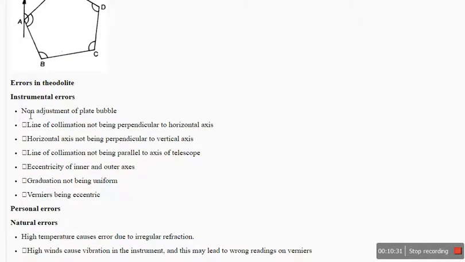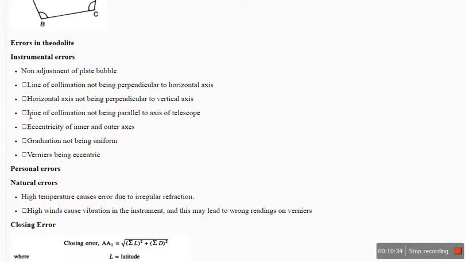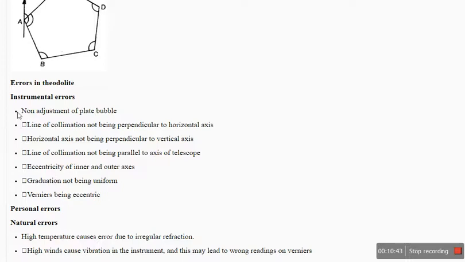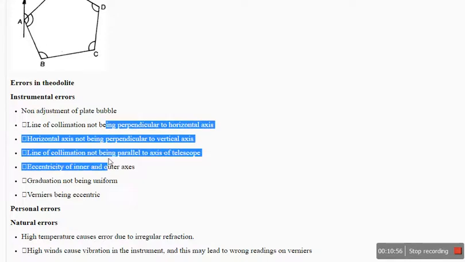The errors in the theodolite can be categorized into three types: instrumental errors, personal errors, and natural errors. Closing error is the error we get when all the calculations are done. Instrumental errors occur if the plate bubble is not adjusted properly, or the line of collimation is not perpendicular to the horizontal axis, or the horizontal axis is not perpendicular to the vertical axis. There are three lines, and if they are not perpendicular to each other, that is called an instrumental error. You have to give it to the manufacturer and get the job done. That's called calibration. We have to calibrate the instrument well.